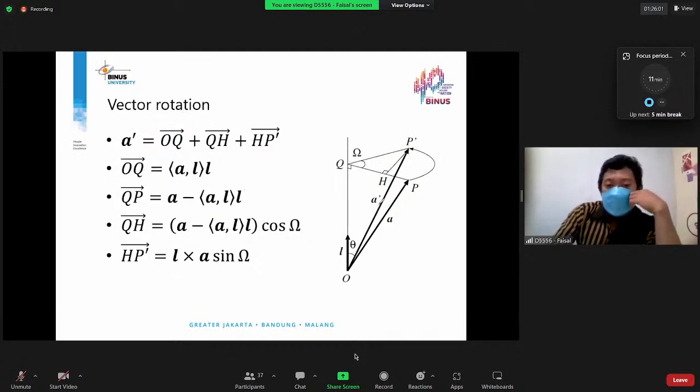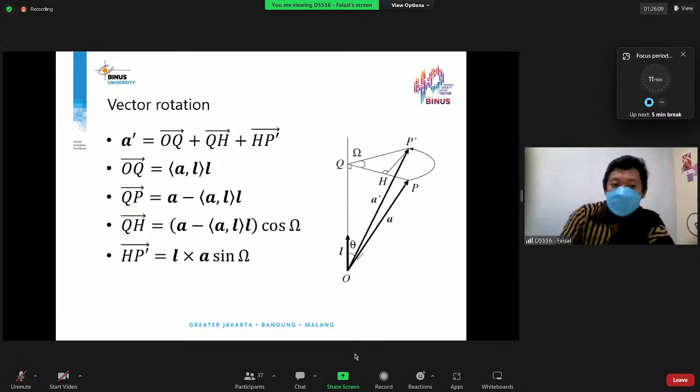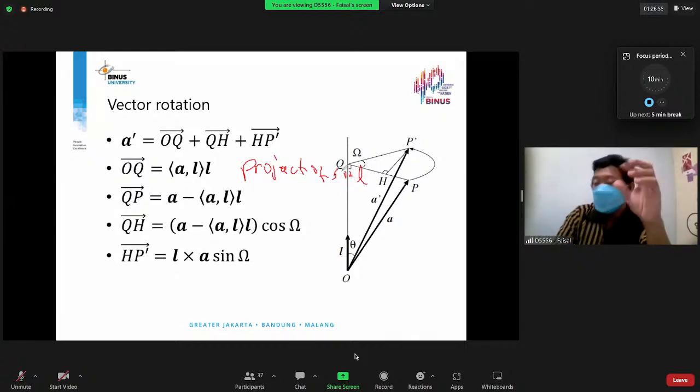The vector OK is the projection of A onto the line L. So by Proposition 2.11, we can compute the vector OK: the inner product of A and L, multiplied by L. So this is the projection of A on the line with the direction L.